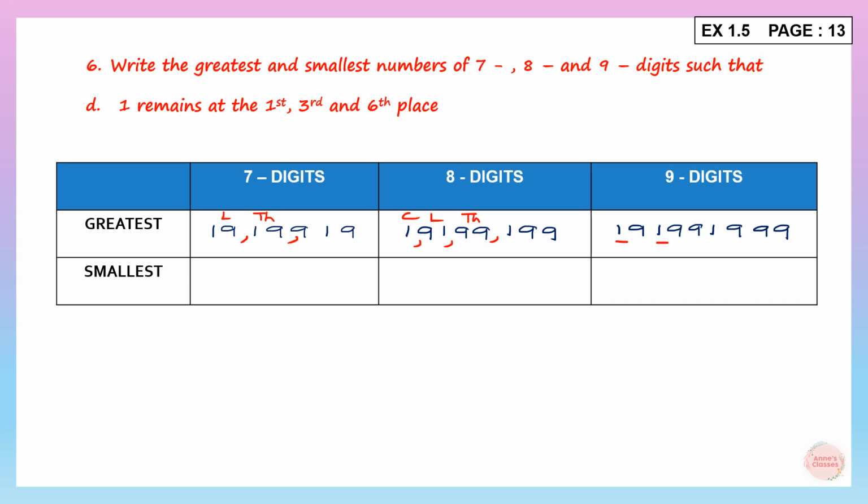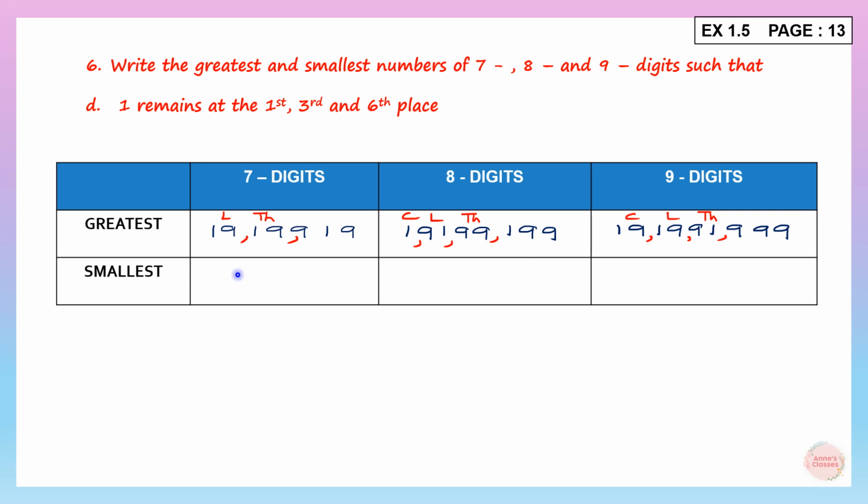Now what we have to do next is put the commas. So ones, tens, hundreds, thousands, 10,000s, lakh, 10 lakh. This is crore, lakh and thousand. Let's read our number. 19 crore, 19 lakh, 91,999.